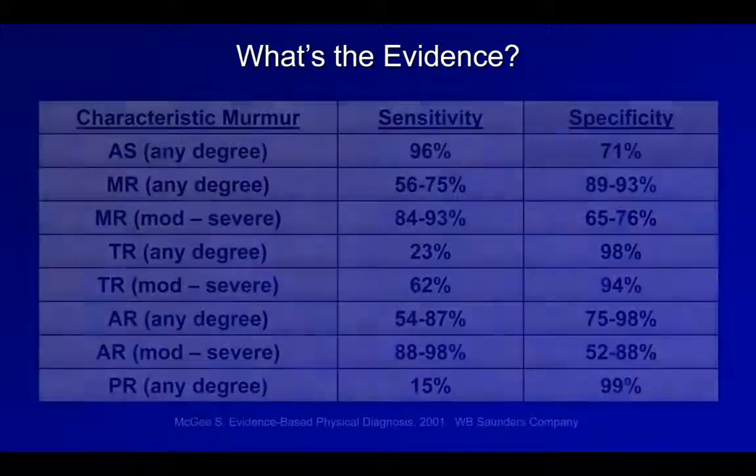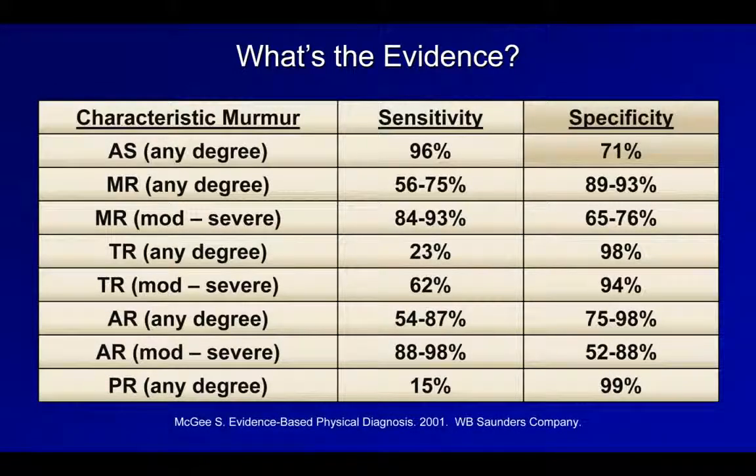I'm going to talk briefly about what the evidence is for using heart murmurs to make diagnoses. Despite all of my preceding discussion, description of heart murmurs may still seem highly subjective and difficult. It may lead you to wonder how useful a skill it actually is. Here is a chart borrowed from Steve McGee's excellent textbook, Evidence-Based Physical Diagnosis.